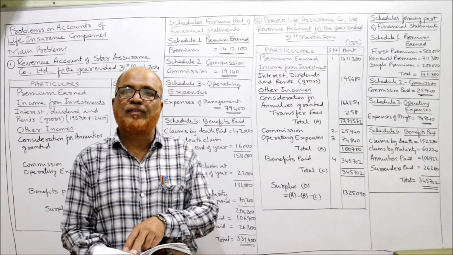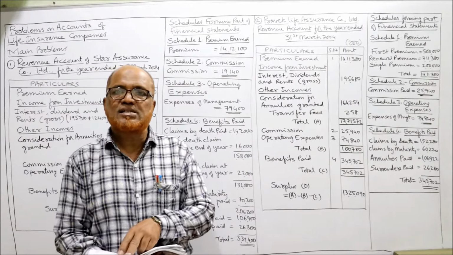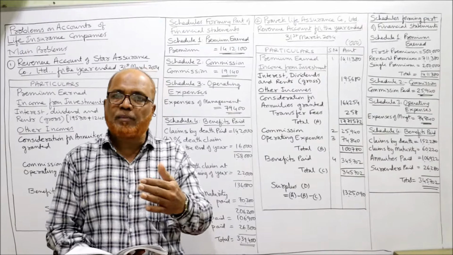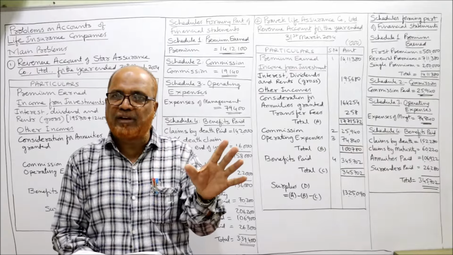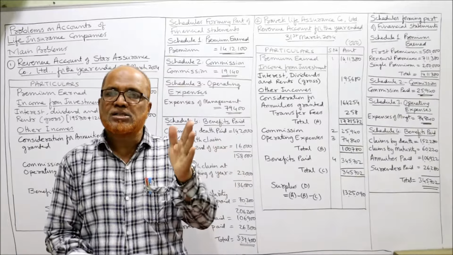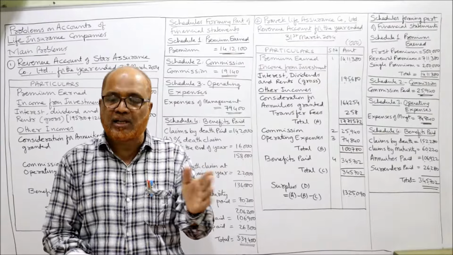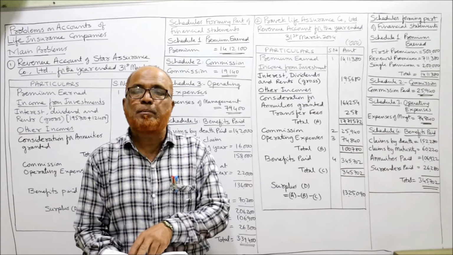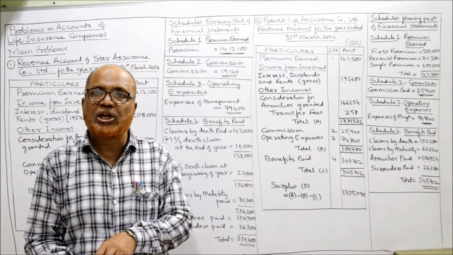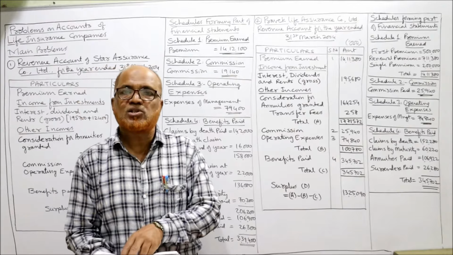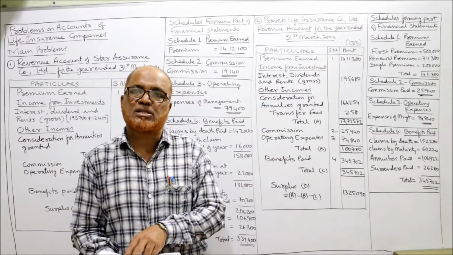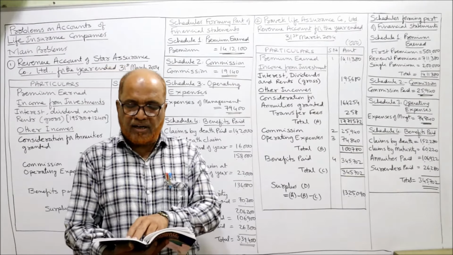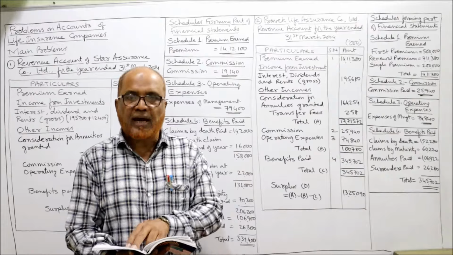Then we are given transfer fees. This is the new point. Transfer fees is an other income. It will be taken under other income. In the previous problem, other income was only one, consideration for annuities granted. But here we will take two, consideration for annuities granted and transfer fees. Annuities paid, this will be taken in the fourth schedule, benefits paid. Expenses of management, operating expenses, schedule 3. Commission paid, schedule 2. Interest, dividend and rent, gross. Then income tax on above.